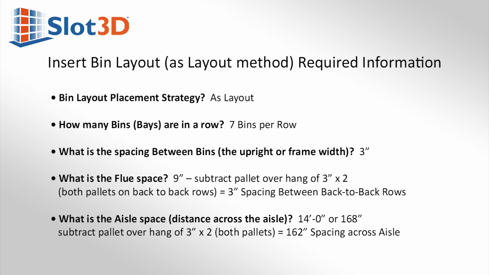Okay, we've captured this information and you see each one of these have some parameters that need to be modified. For example, flue space, or the back-to-back distance, needs to have the overhang subtracted twice. So we started with 9 inches, subtract 3 inches overhang twice, we ended up with 3 inches as the input that we're going to input. Same thing with the aisle space. So with this information, we're ready to stamp.